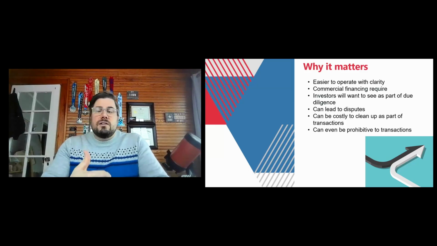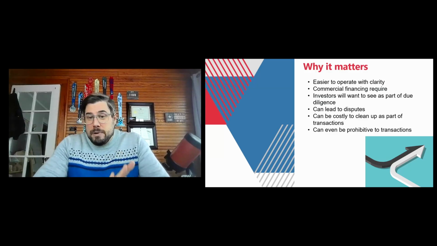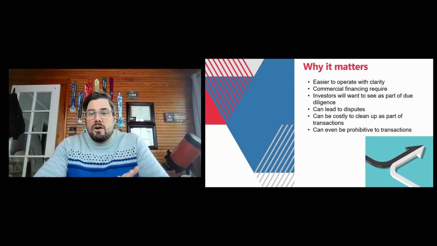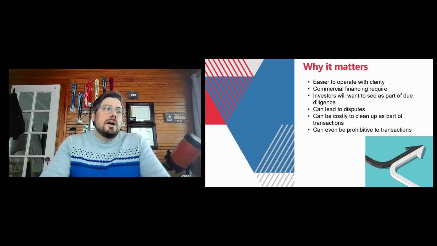Lawyers, investors, we love good governance. We love an accurate cap table. I will absolutely tell you, banks, investors, VCs, whoever you're working with will absolutely want to see not only an accurate cap table, but the governance documents backing that up.